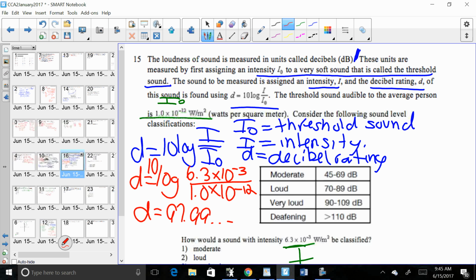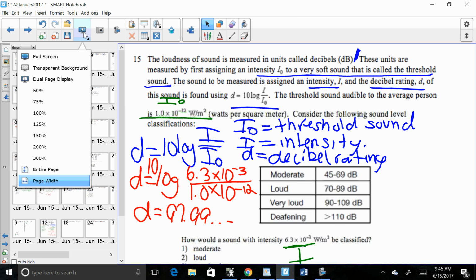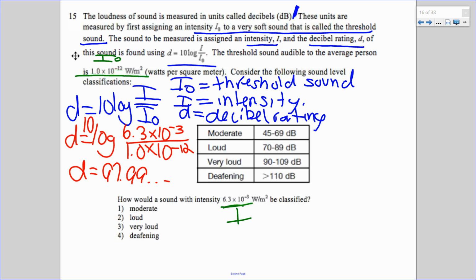So which interval does that fall in? Very loud.